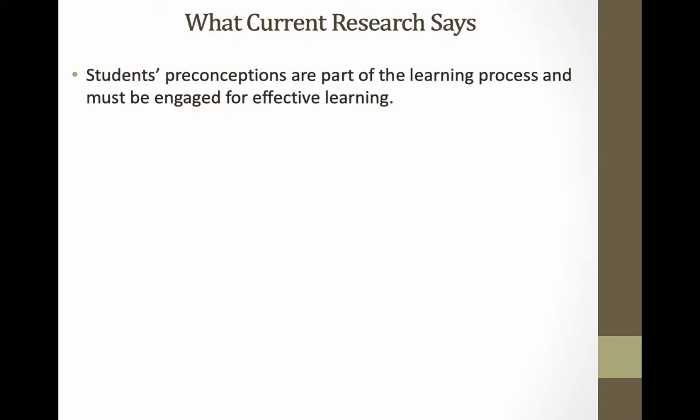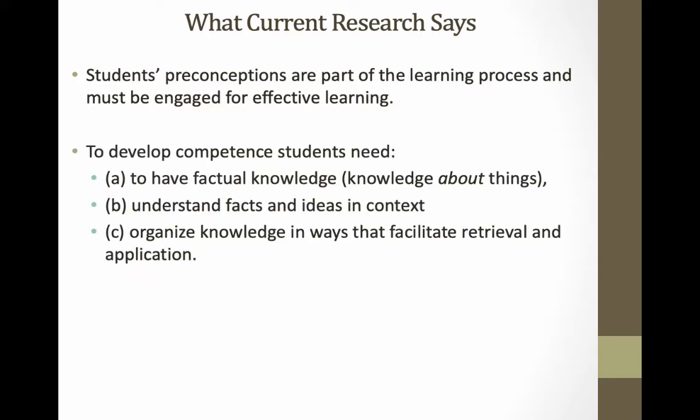Their pre-learning. To develop competence, in other words, to be smart, students need to have factual knowledge. We often say, those low-level skills. They need facts. You can't do higher-level things until you have lower-level information. So they need facts and knowledge.